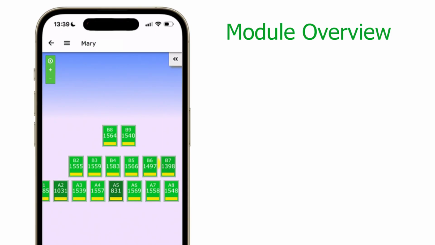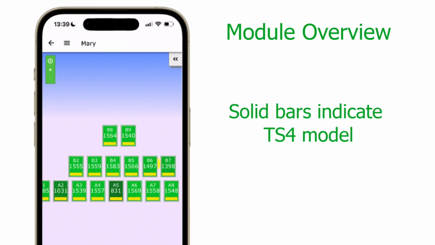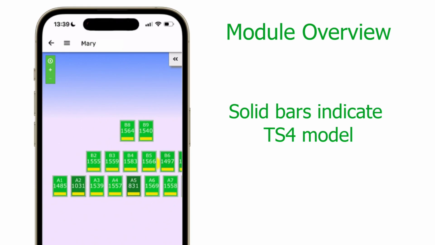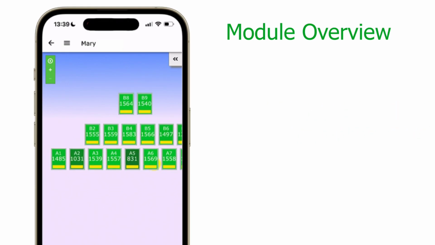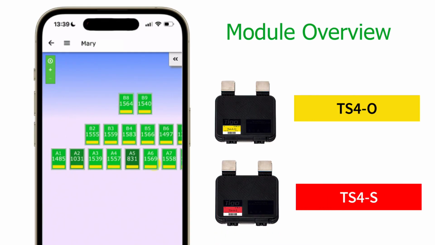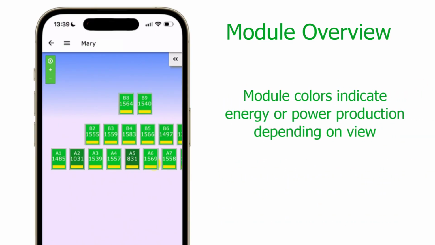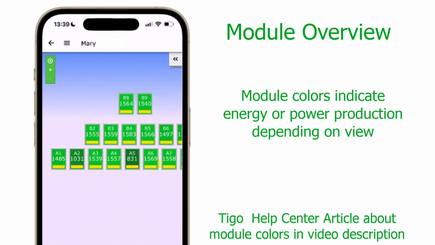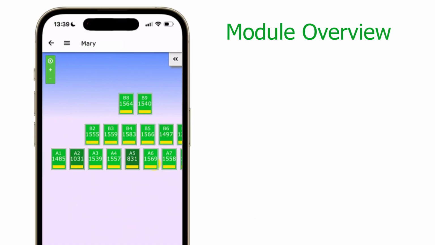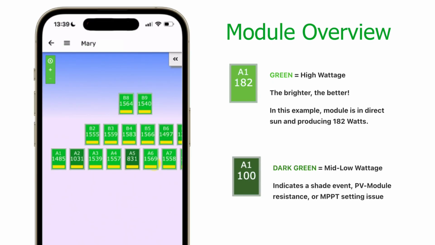There are a few things to observe when looking at the array. First, the colored bar at the bottom of each module indicates the type of TS4 used in this monitored system. A yellow bar represents the TS4O, and a red bar represents the TS4S. You can see that even the modules show varying degrees of green. These shades indicate the amount of power produced, with lighter green indicating more power than darker shades.